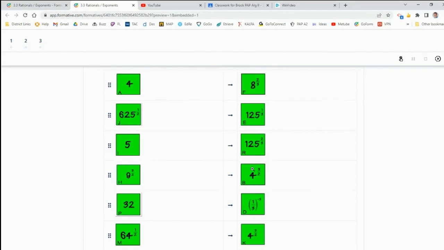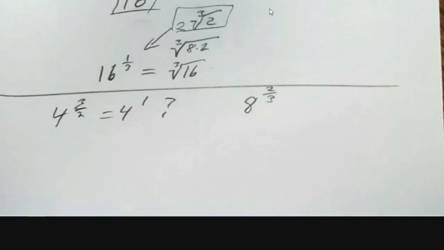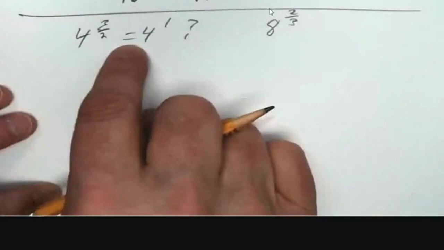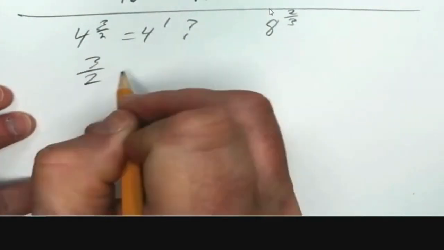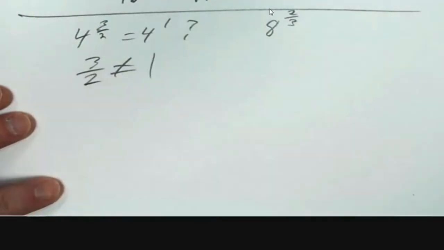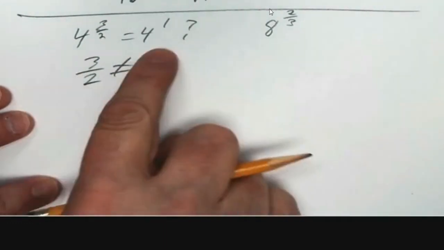So you think about that. 1/3 to the -3, probably not, and 4 to the 5. So 8 to the 2/3 is probably our best suspect. So let's check and see what 8 to the 2/3 is equal to. So I'll put our notes back up here. 4 to the 3/2 equal 4 to the 1st? No, that's not going to happen because 3/2 is not equal to 1. So that's not going to simplify to 4.